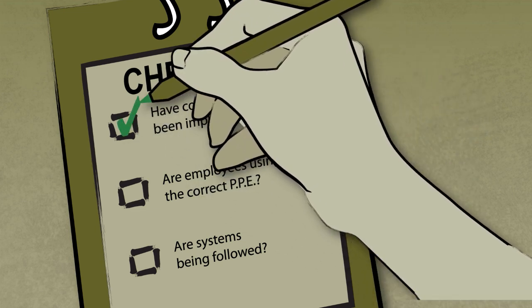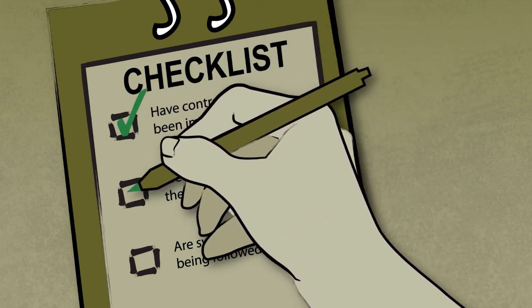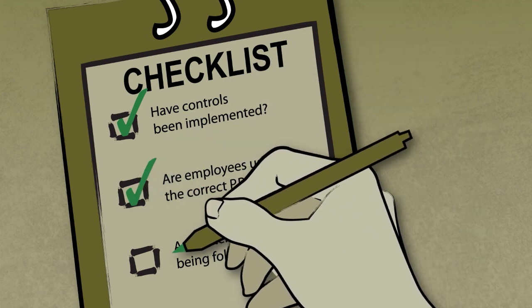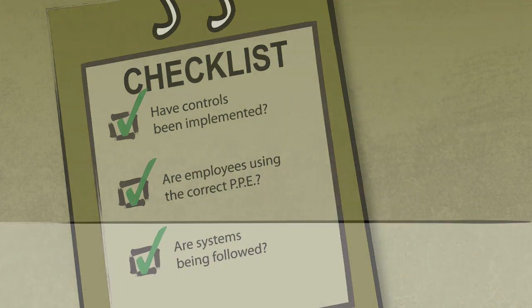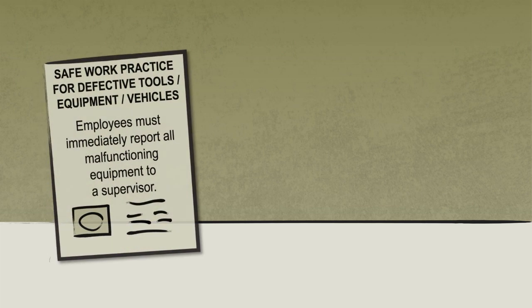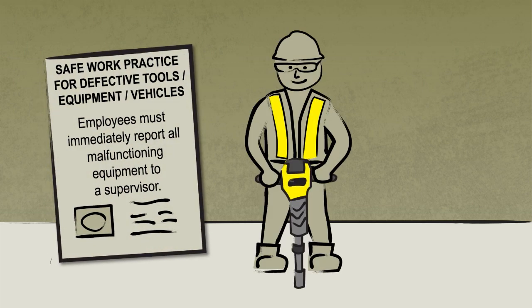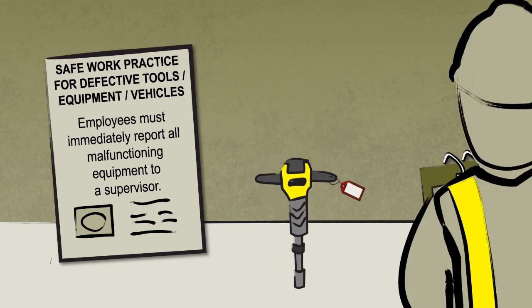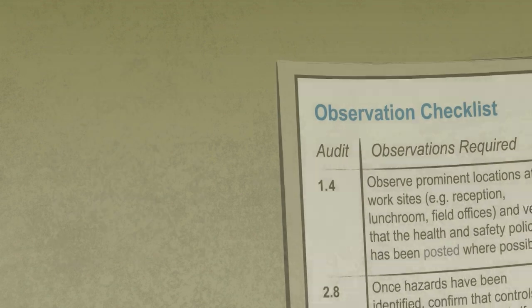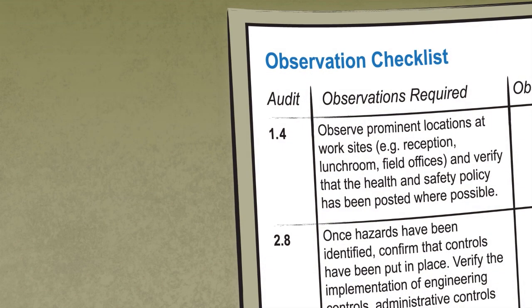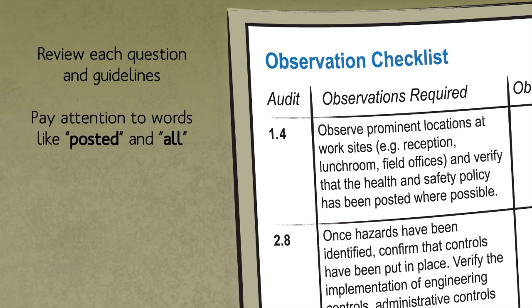Have controls been implemented? Are employees using the correct PPE? Are systems being followed? For example, if you have reviewed documentation stating that there is a system to remove defective tools, equipment, or vehicles from service, you will need to verify that this system is being used throughout your worksite observations. Before you begin the observation portion of the audit, you should review each question and the guidelines for these questions. Pay attention to specific words like posted and all.